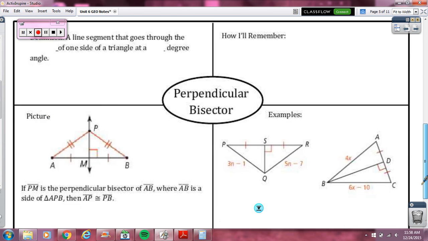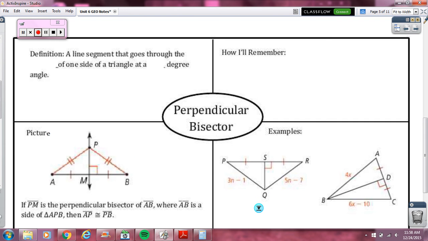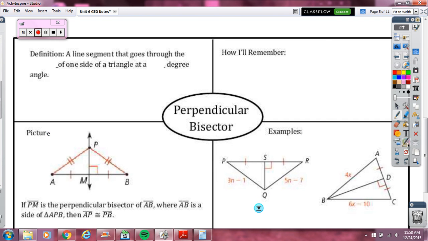Alrighty, next vocab word is a perpendicular bisector. We've seen this one before, but just as a reminder, a perpendicular bisector is a line segment that goes through the midpoint of one side of a triangle at a 90-degree angle. So how you can remember, I think about how perpendicular means 90 degrees and bisector means cutting in half.